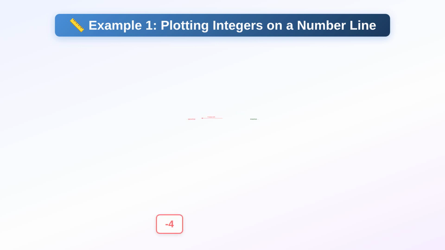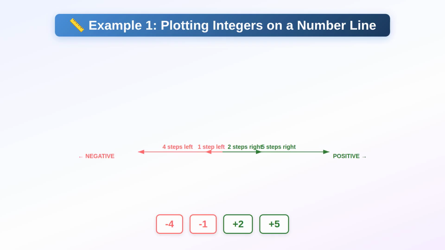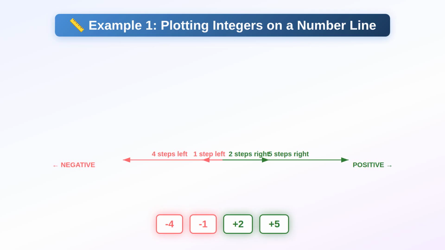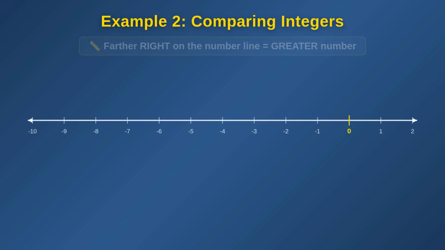All right, let's plot some integers on a number line. We're going to place 4 numbers: -4, -1, +2, and +5. Start by drawing your number line with 0 in the middle. First, -4. We move 4 steps to the left of 0 and place our dot there. Next, -1. Just 1 step to the left of 0. Now +2, 2 steps to the right of 0. And finally +5, count 5 steps to the right and place that dot. Boom, all 4 integers plotted perfectly on the number line.